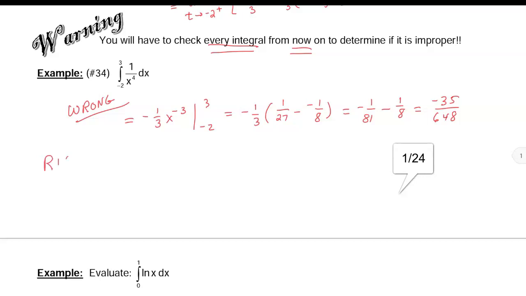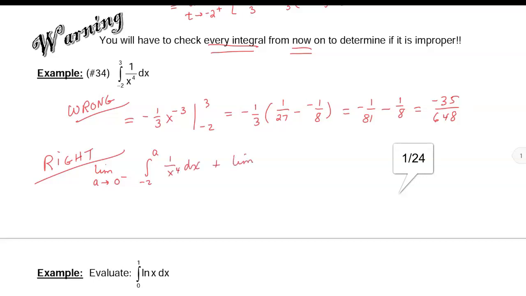But what should actually be happening is the right way to do this is to recognize that there's a problem at x equals 0. So you're going to split this up into two integrals and take the limit of each. I'll choose to use the variable a. I'm going to have a approach 0 from the left, and I will start my integral at -2 and have it go up to a, where a is 0, but we're going to have a approach 0 from the left.